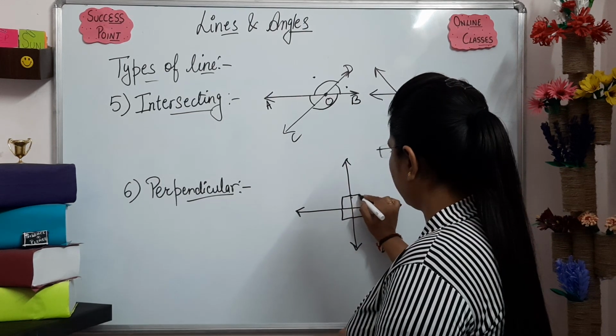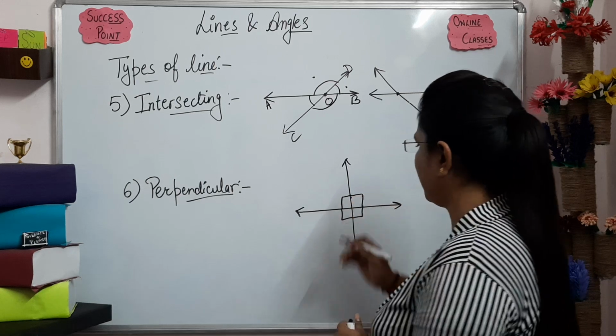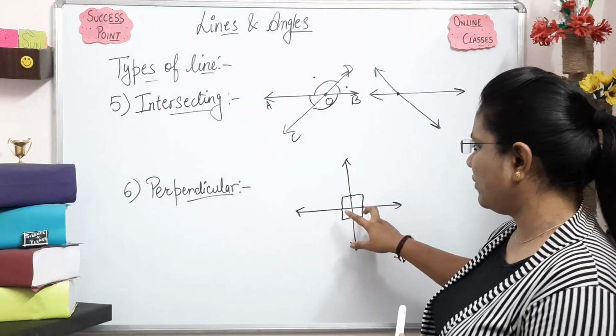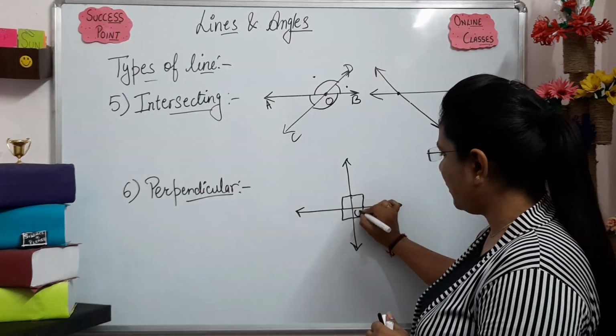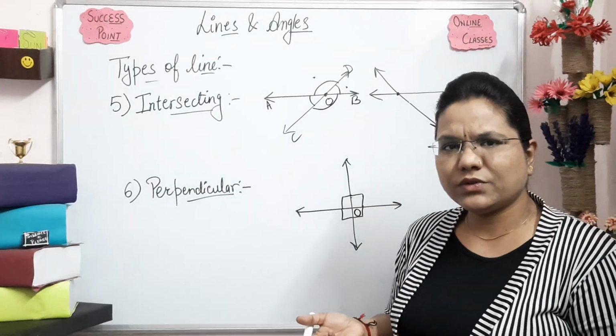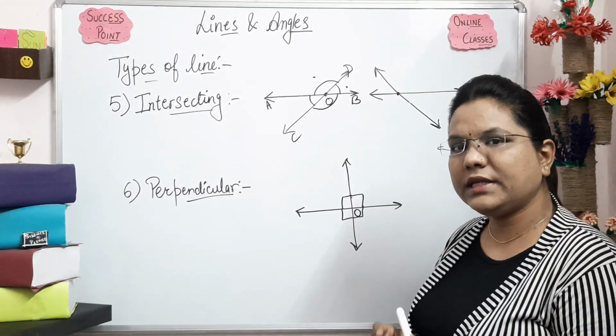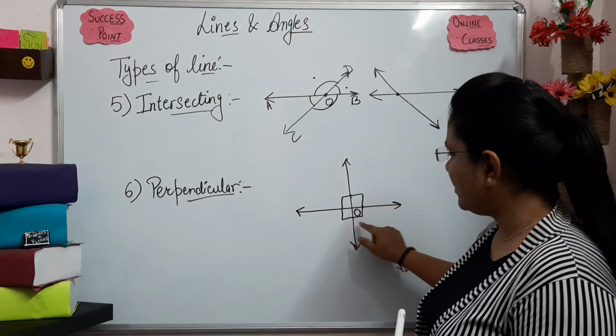This line. These lines are perpendicular. This line is perpendicular to the second line and they meet at a common point. Let's name it O. Are these angles equal or not? Yes, all these angles will be equal.